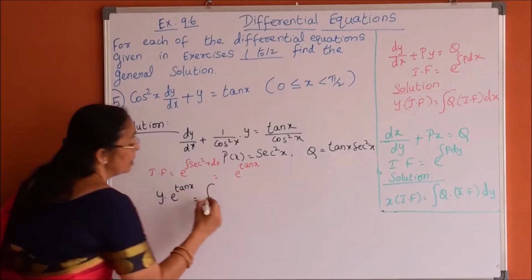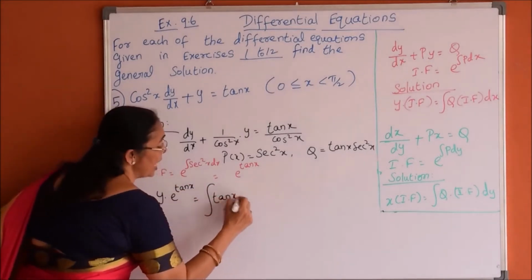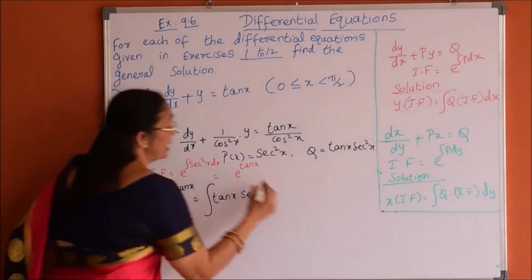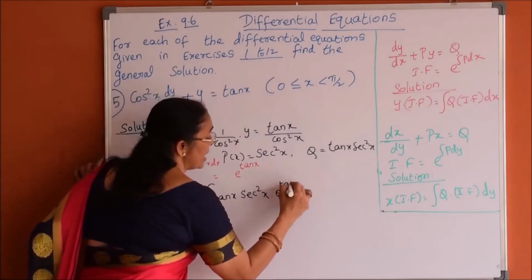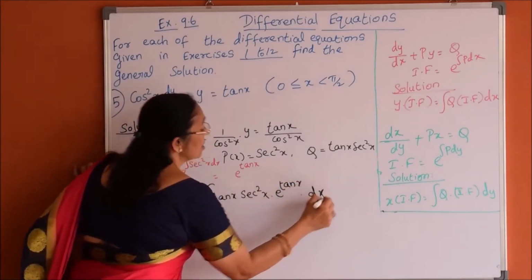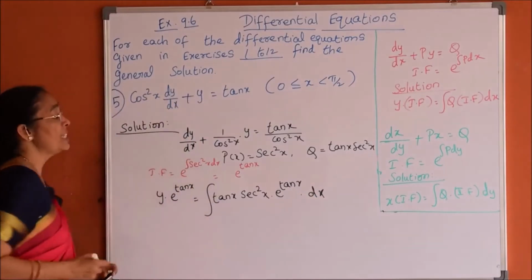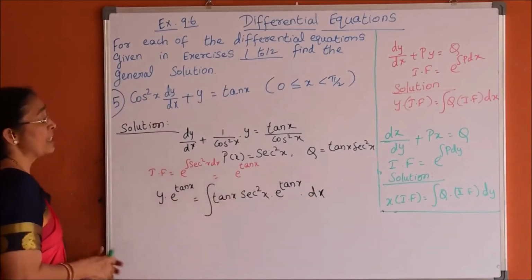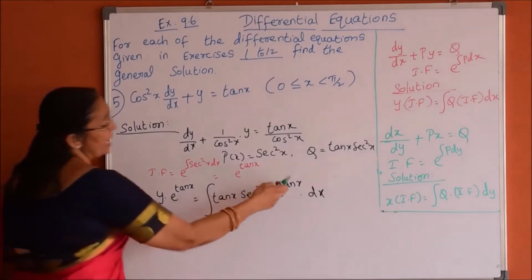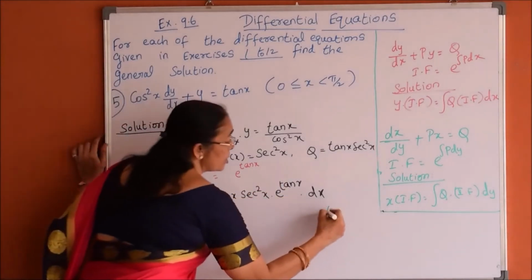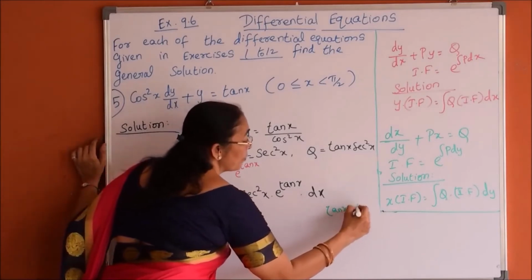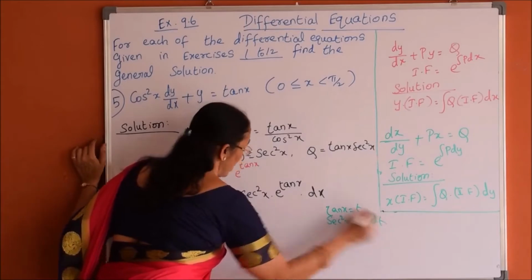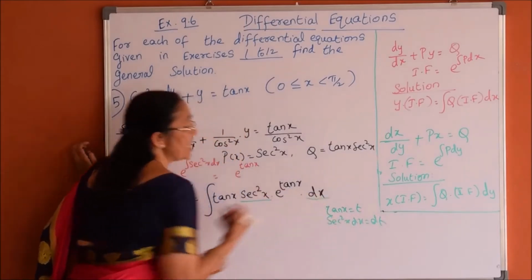The q function is tan x into secant square x, into the integrating factor, which is e power tan x, into dx. Now we have to solve this integration. To solve this integration, let us assume tan x as t. When we assume tan x as t, secant square x dx will become dt.